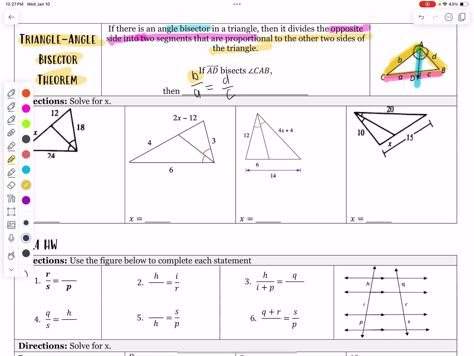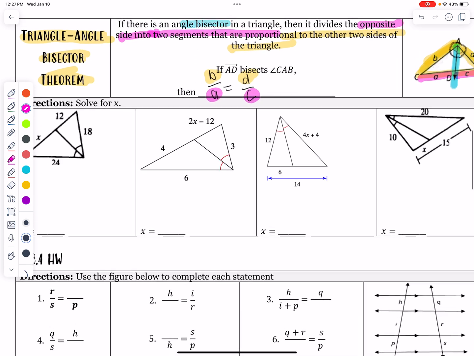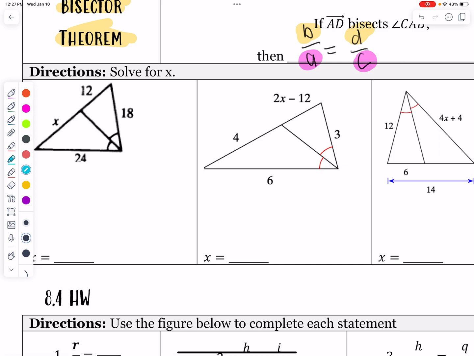So you can kind of see that set up. Full amount on the left over small amount on the left equals full amount on the right over small amount on the right. It would also work, though, if you did B over D, yellow over yellow, equals A over C, pink over pink. As long as you are consistent, you will be fine. Okay, so where is my angle bisector here in this triangle? It's right here. It is an angle bisector.